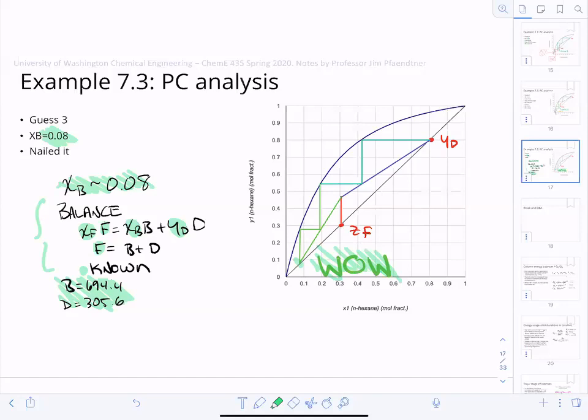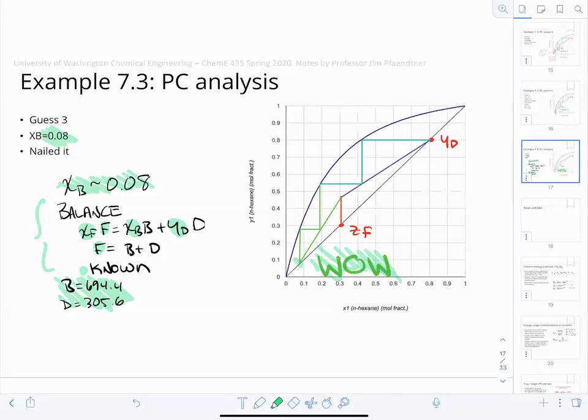And hopefully now this idea about why the guess and check comes up is clear. So the main takeaway, if you watch this again, is that I got to a point where there were two unknowns. I didn't know the bottom composition and I didn't know the slope of the operating line. And so I had to guess one of those things and then see if that matched up with what I did know, which was that there were three equilibrium stages.